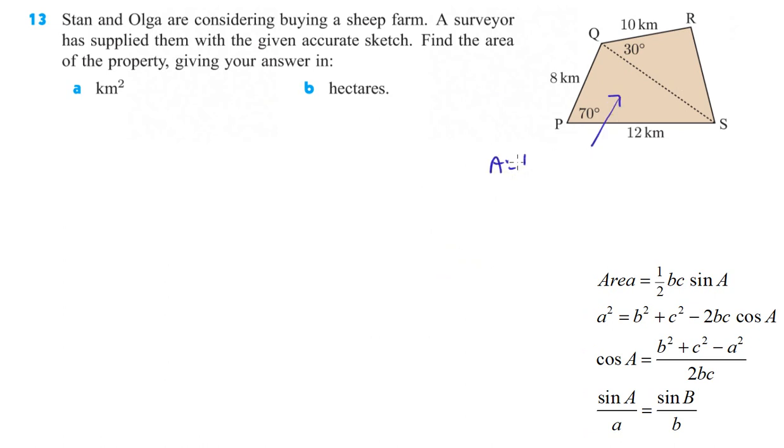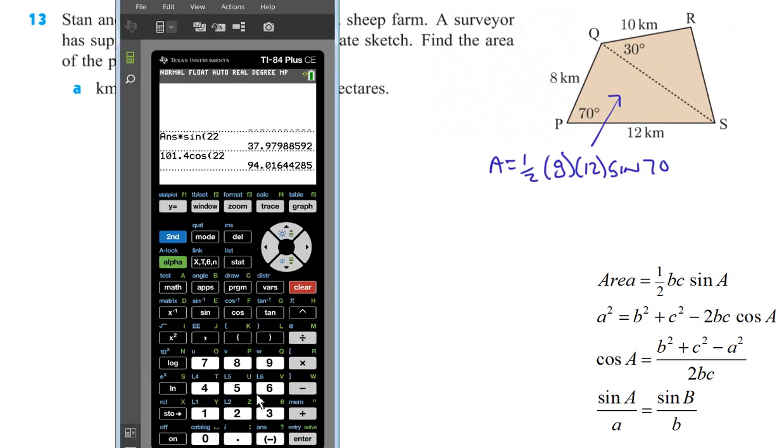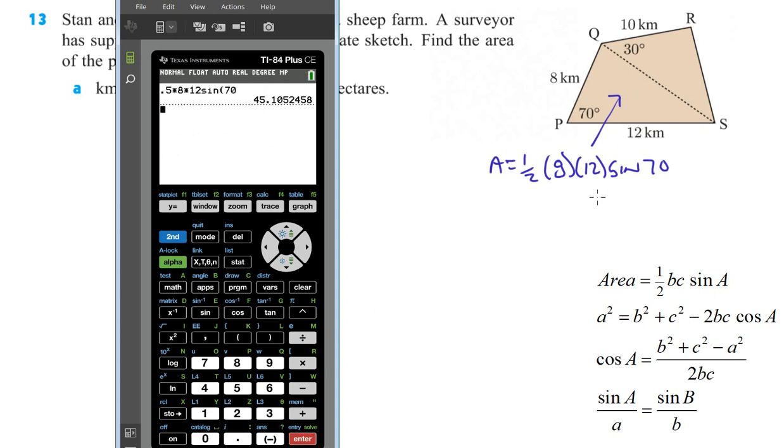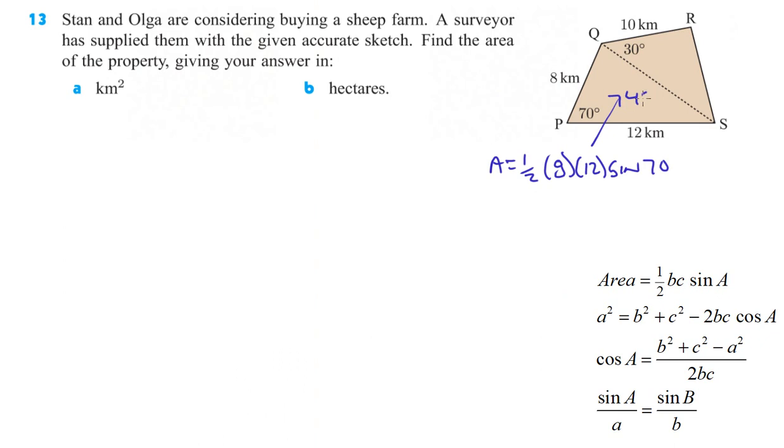Area is going to be 1/2 of the 2 included sides, 8 and 12, times sine of 70. That will give us the area of this right here, right? So let's just do that really quick. 0.5 times 8 times 12 sine 70. 45.1. So this here is 45.1 kilometers squared.